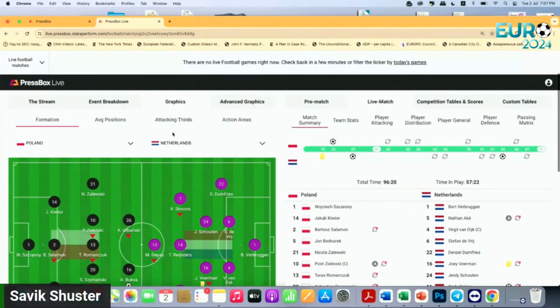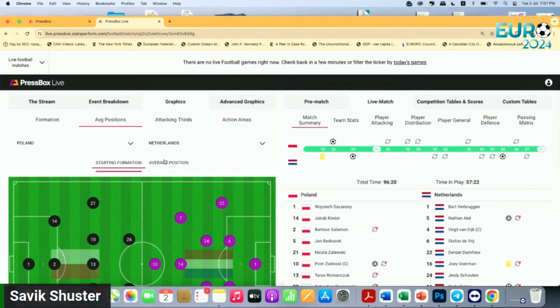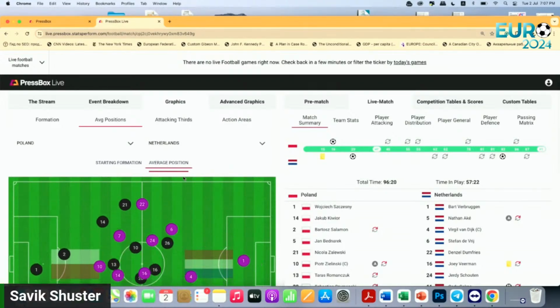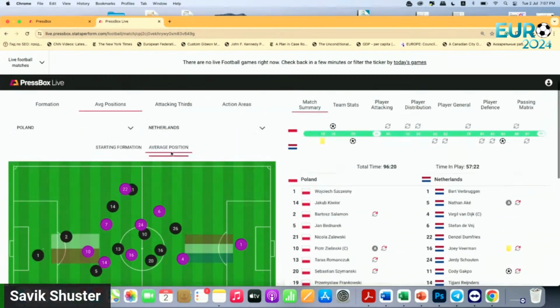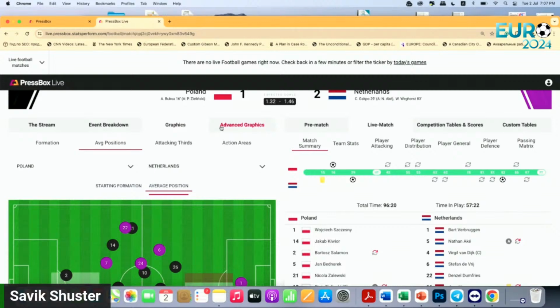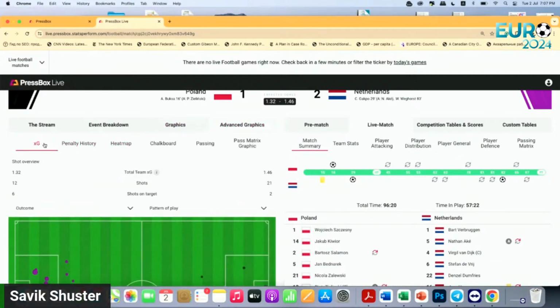We can have a look at average positions, which basically, because Holland went behind, so actually it had to attack and it wanted to win its first game. So we see that in reality, they played basically with one defender, with Van Dijk. All the rest of the team was pushed up, and they got the result. They won 2-1.